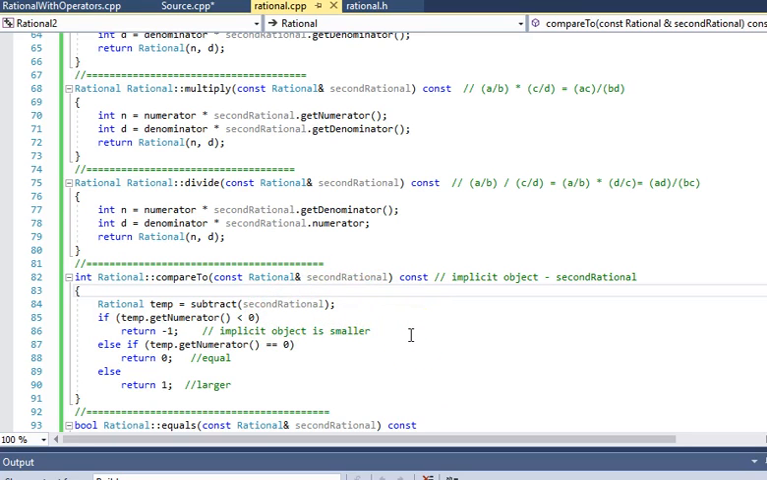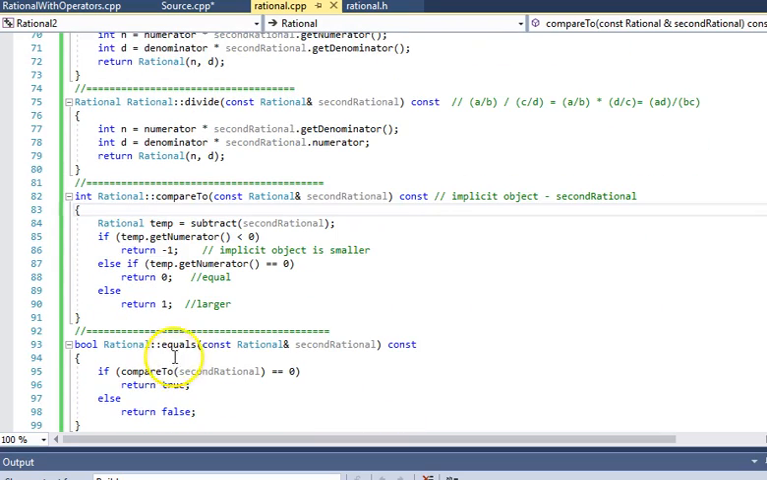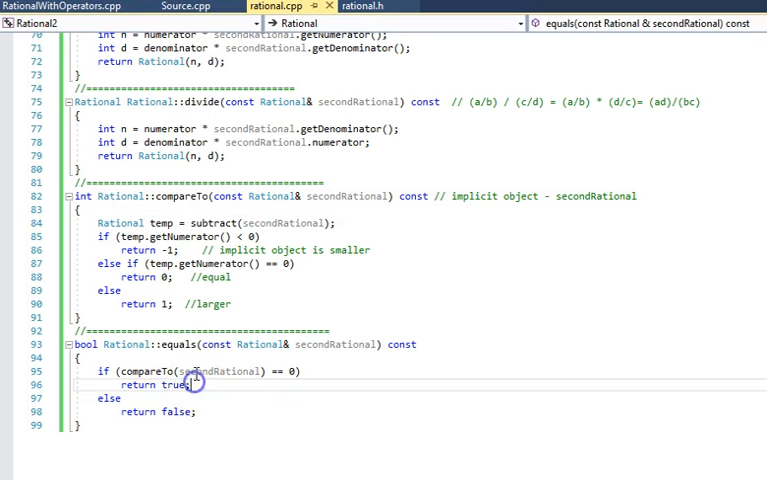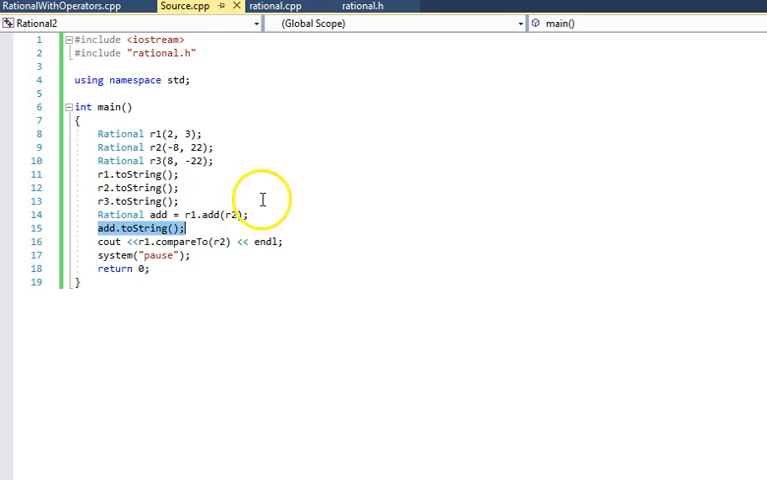Then you have the equals function that uses the compareTo function, and if the returned value of the compareTo function is 0, then the two rational objects are the same. Now let's test these functions. I'll go to source. I've already written a couple of lines of code here.